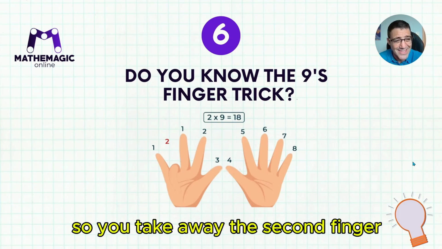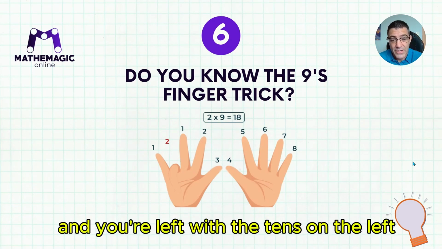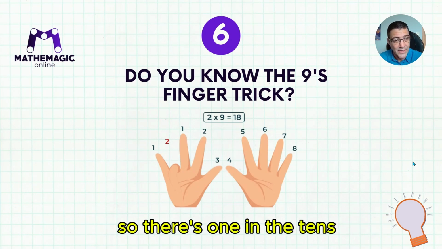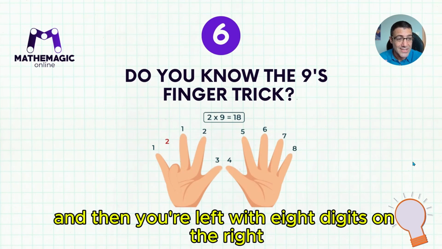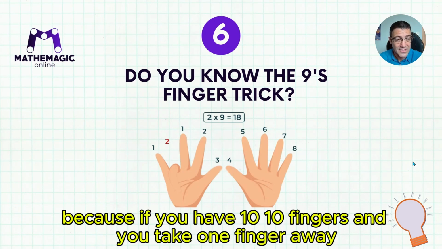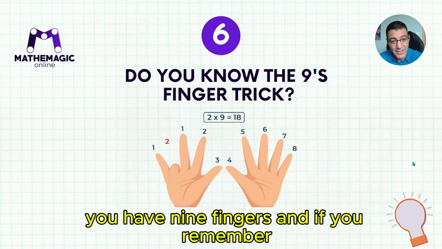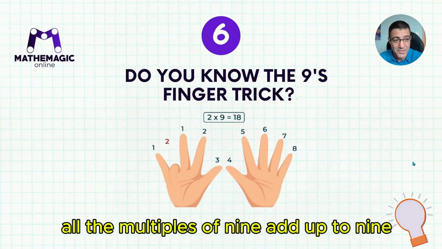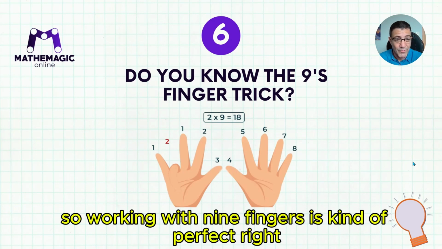So you take away the second finger and you're left with the tens on the left. So there's 1 in the tens. And then you're left with 8 digits on the right, because if you have 10 fingers and you take 1 finger away, you have 9 fingers. And if you remember, all the multiples of 9 add up to 9. So working with 9 fingers is kind of perfect, right?